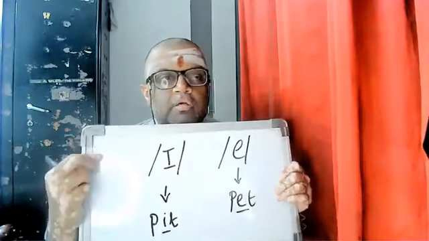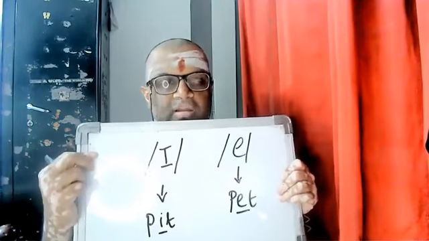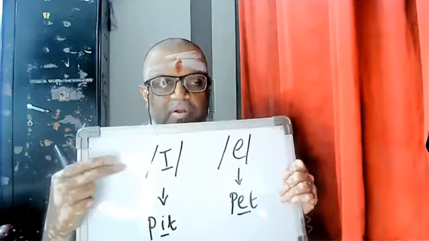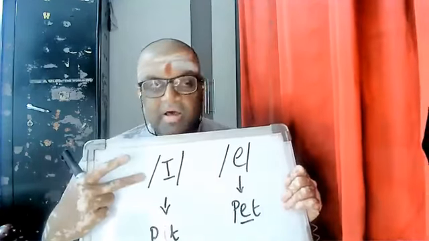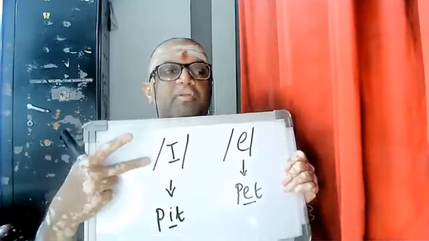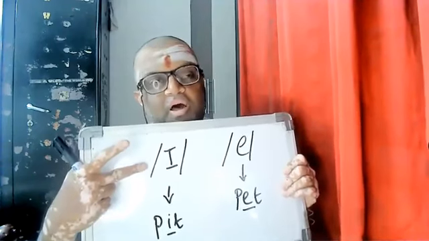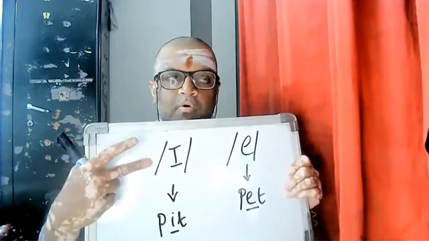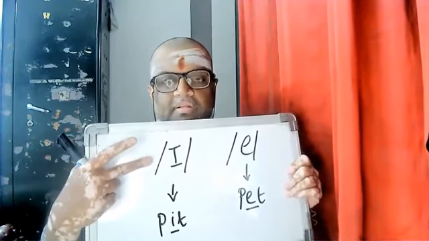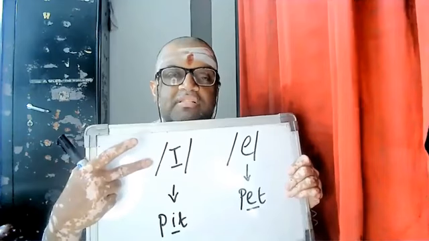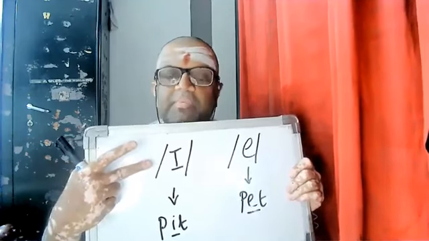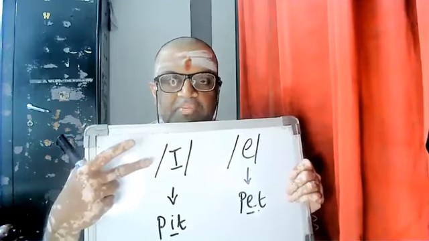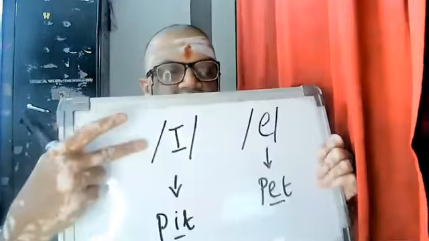Let us be very clear. Do not commit the mistake of pronouncing this sound, the short front vowel. We call it a short vowel because it's short in length, short in duration. And it is called a front vowel because it is produced with the front part of the tongue.